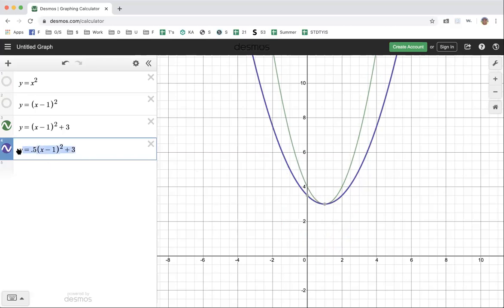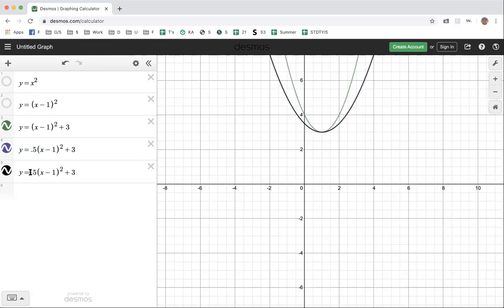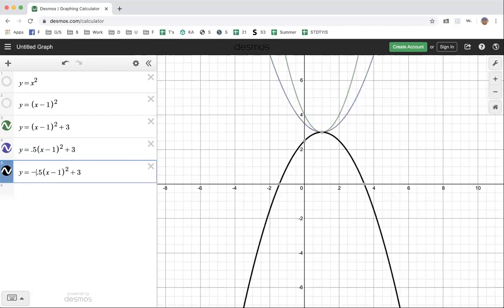And then one more thing we could do is a vertical flip. So now it should go from there. And now it's the same thing reflected on the other side.